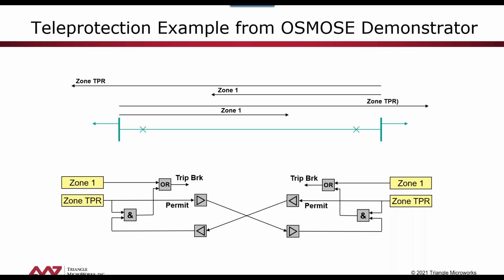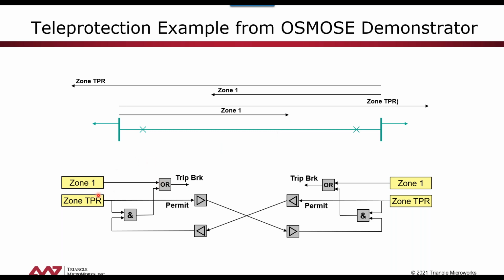So this slide is the teleprotection example from the OSMOSE demonstrator. So we basically have 2 protection zones. Zone 1 protection, which is the protection up to maybe like 75% of the line, which will do an immediate trip.